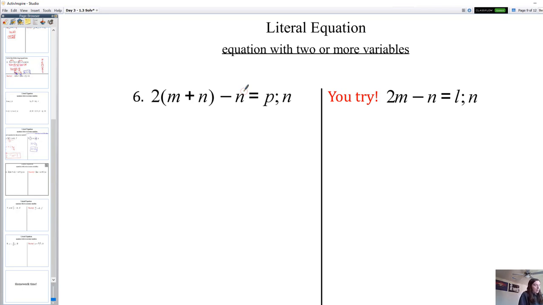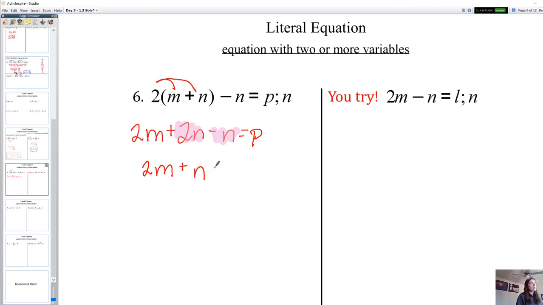So to do that, I'm going to distribute my 2 to both pieces in those parentheses. So now when we distribute, remember we multiply, so we have 2 times m, 2m, and then 2 times n, so plus 2n, and then minus the n that we already had, equal to p. And now we can combine like terms. We have a 2n minus n. 2 minus 1 leaves us with 1n. So on the left side, we still have the 2m. That hasn't changed yet. And then 2 minus 1 leaving us with just 1n, so plus n, equal to p.